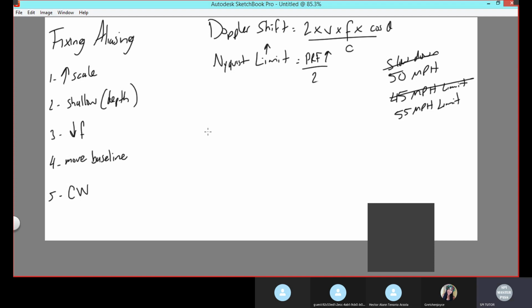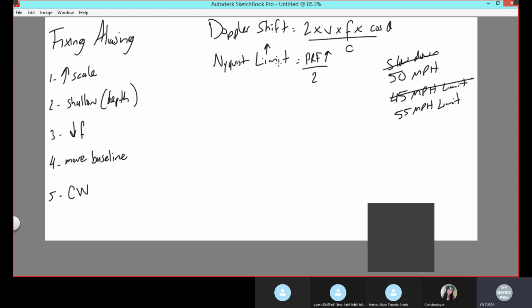And for number three, if you lower the frequency, that does help with aliasing, but your 2D image now gets worse, because if we talk about how the image is going to look, we know that lower frequency gives us less detail. Okay. So your 2D image is going to get worse. So that's a negative to it.